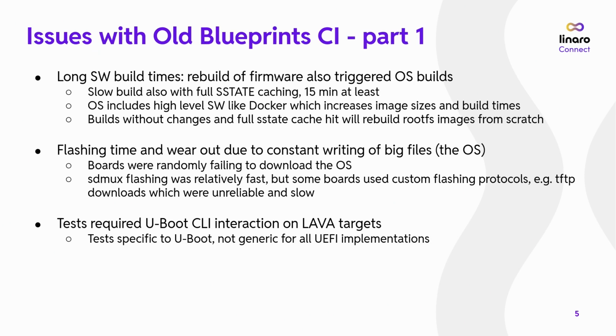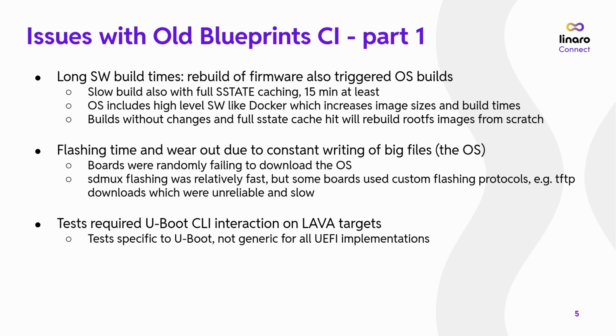Now, this had some issues for us. First of all, our builds were quite long because we're building a quite complex operating system, which included things like Docker, to run some container and cloud readiness workloads as well. This meant that even with full Yocto state caching, our builds were at least 50 minutes long. That required full builds of the root file system, even when the cache hit rate was 100%.